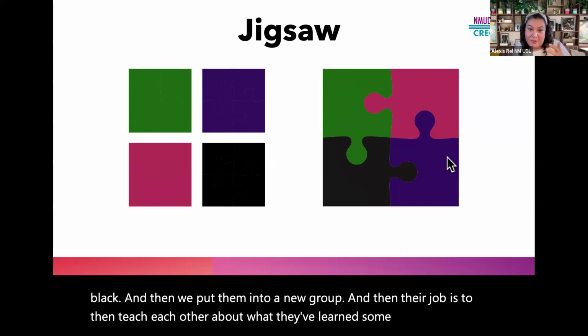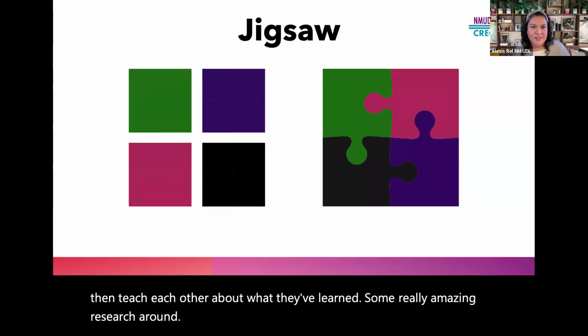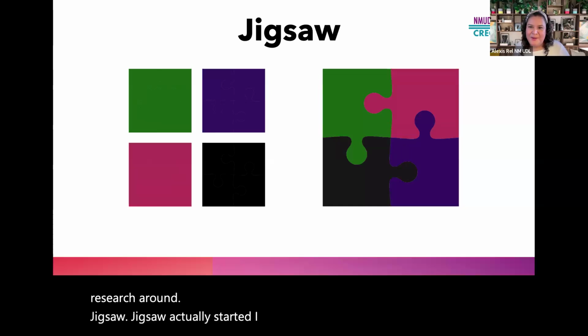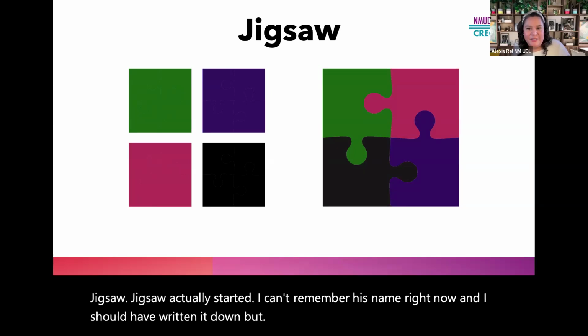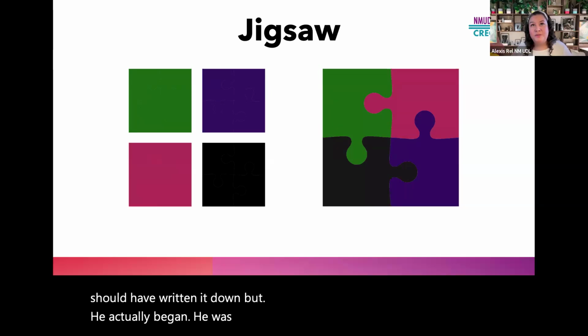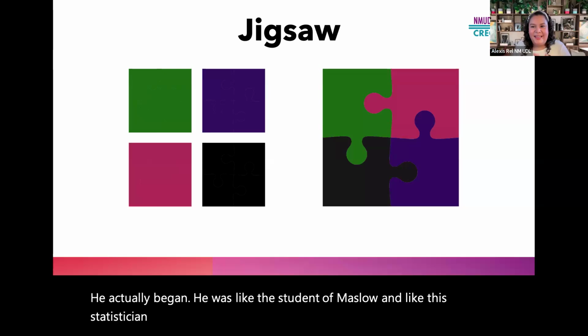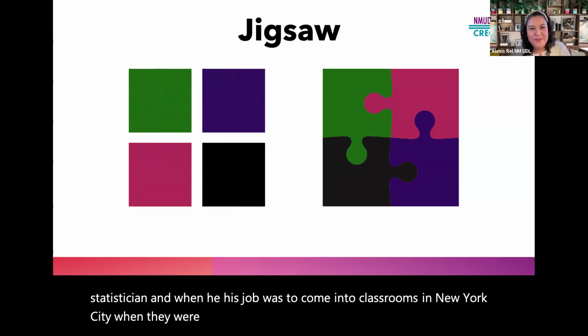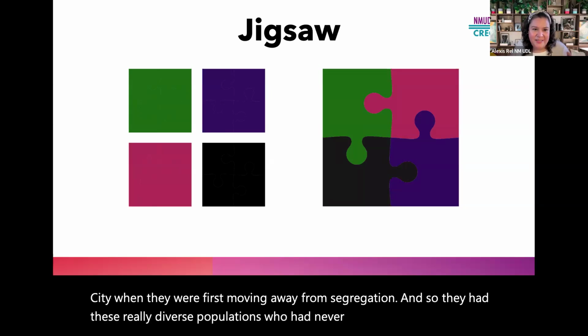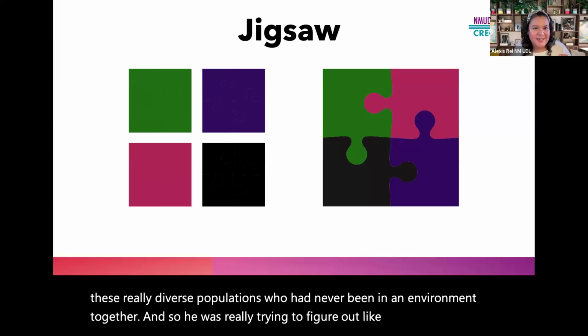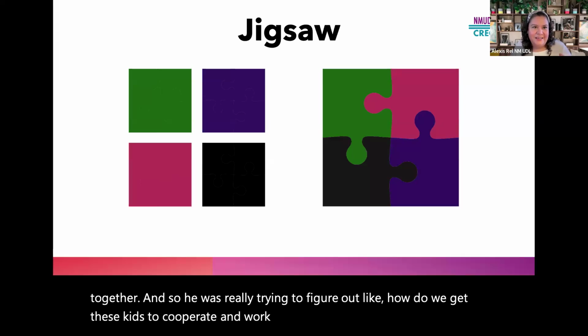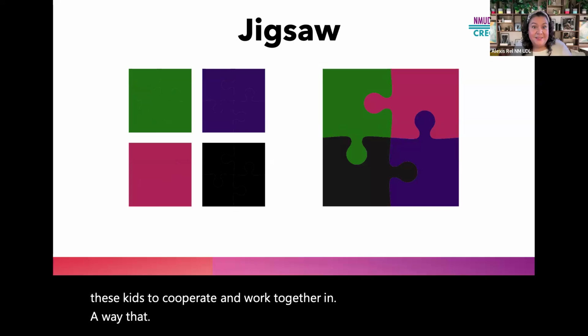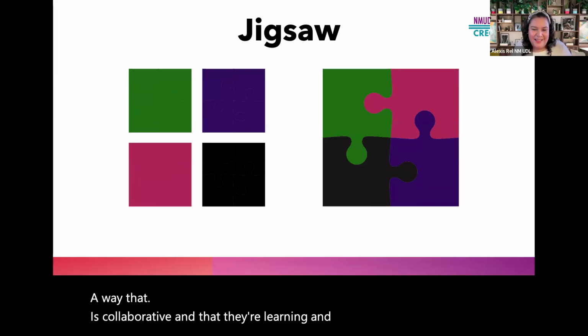There's some really amazing research around Jigsaw. Jigsaw actually started with, I can't remember his name right now, and I should have written it down, but he was a student of Maslow and a statistician. His job was to come into classrooms in New York City when they were first moving away from segregation. And so they had these really diverse populations who had never been in an environment together. And so he was really trying to figure out, how do we get these kids to cooperate and work together in a way that is collaborative and that they're learning? And so he developed this method of Jigsaw.